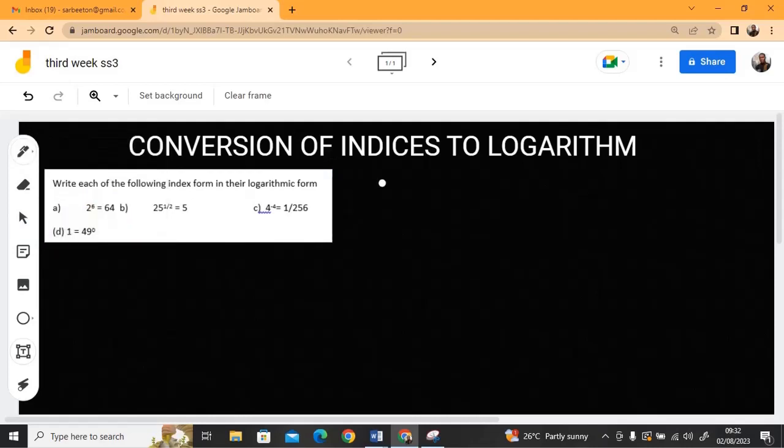Okay. Now number one. You have 2 raised to the power 6 equals 64. This is what they gave us. Now if you want to convert this into logarithm form, the one that does not have a power, you add log to it. Between these two, this one has a power. This is the power, an index. So this one you add log to it. This will be log 64.